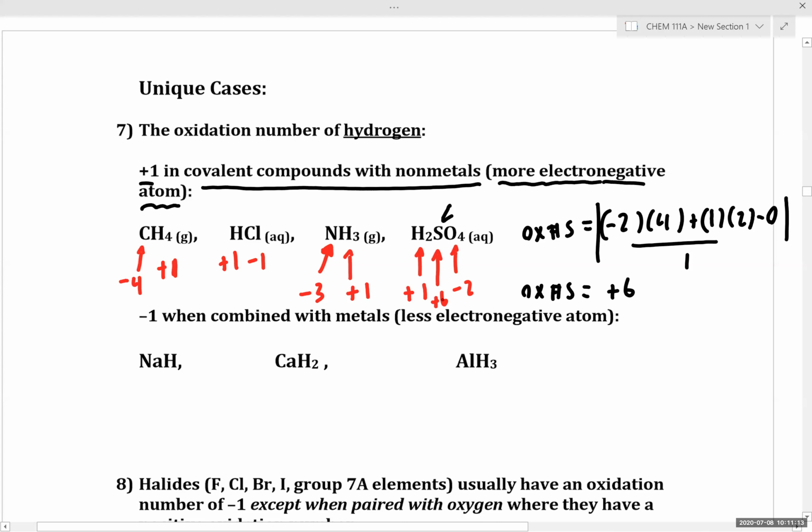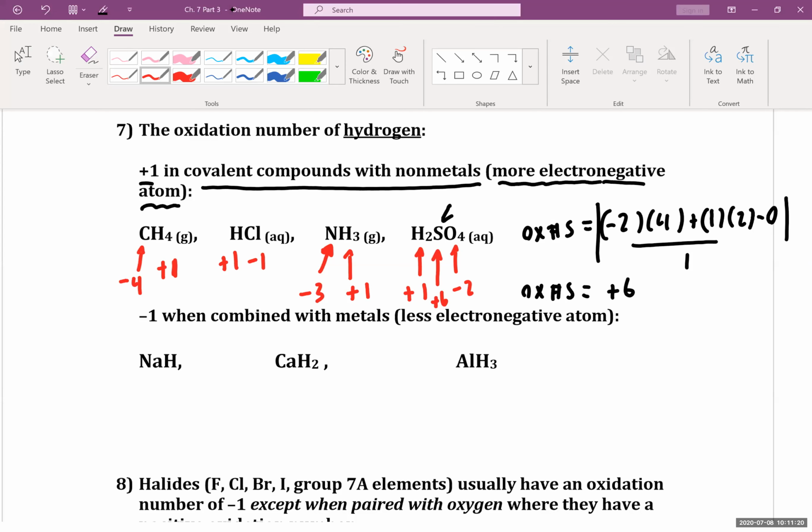Do these examples make sense so far? Any questions so far?